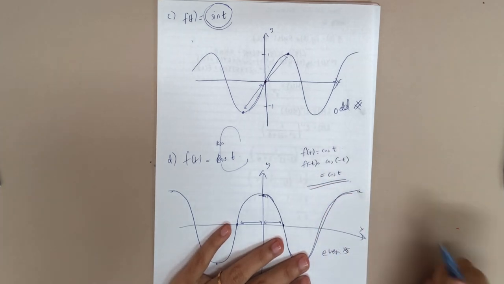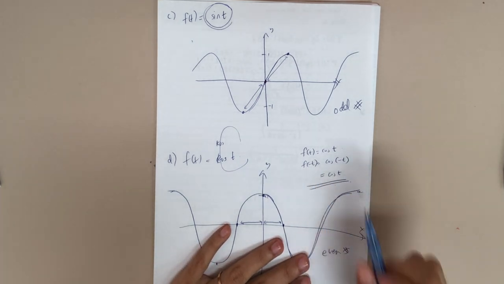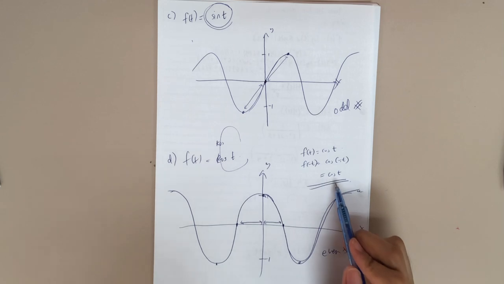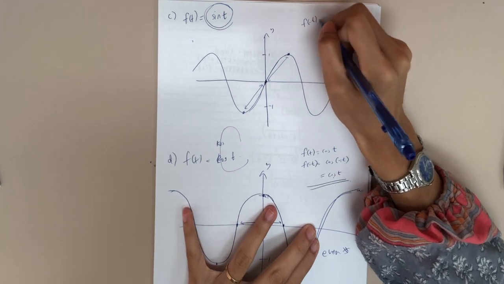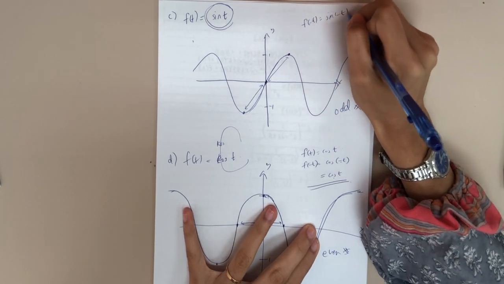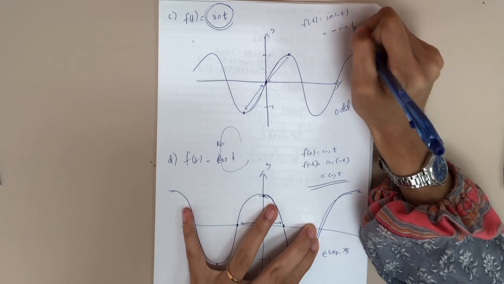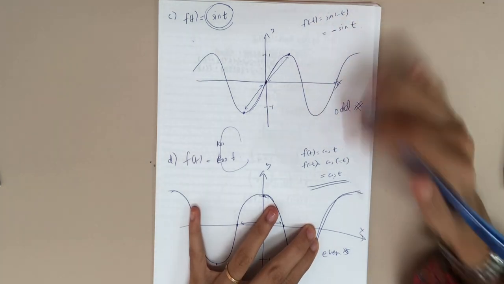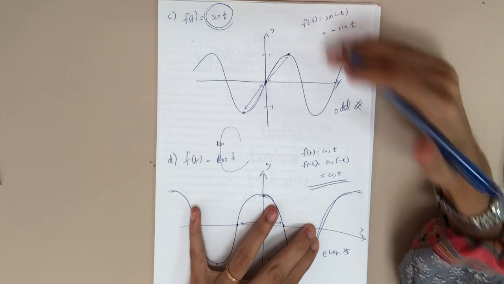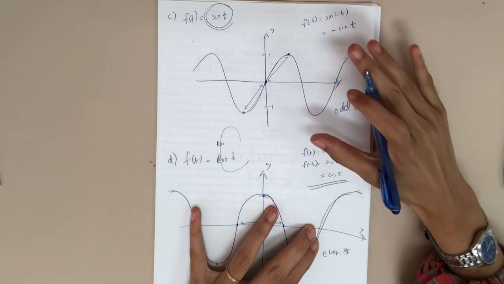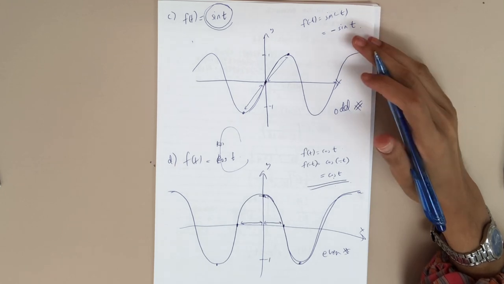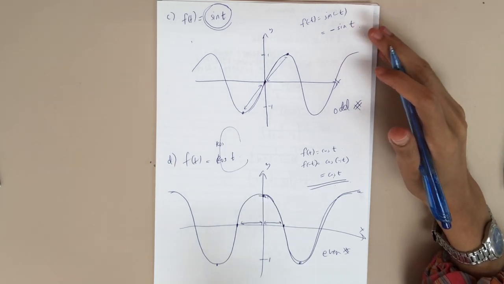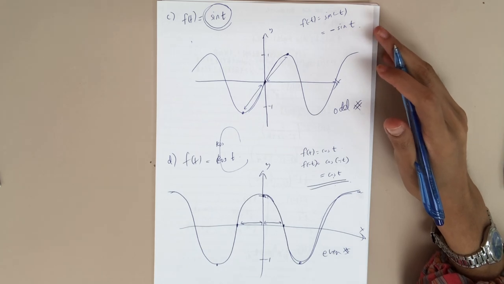So this is for cos. If it's negative t, you will get back your cos t positive. And for sine, because it is odd, sine negative t will be negative sine t. So these two you need to remember. You need to memorize these two because they are common. We will apply this regularly in the next topics, Fourier series.